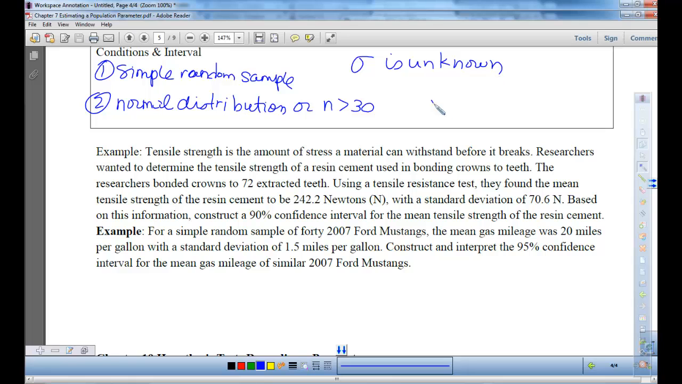We have x bar plus or minus t alpha over 2 times s over the square root of n. Okay? Has to be s, because if I know sigma, I'd be doing what kind of interval? A z interval. Okay, but since we don't know sigma, then we can do this t interval.